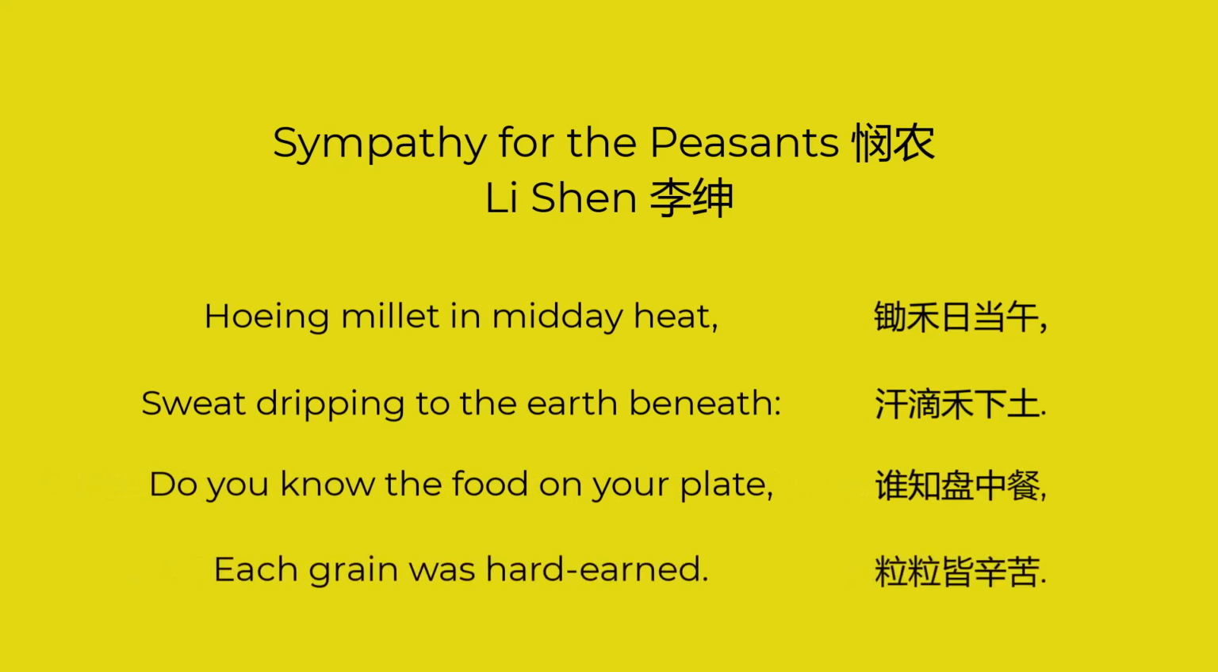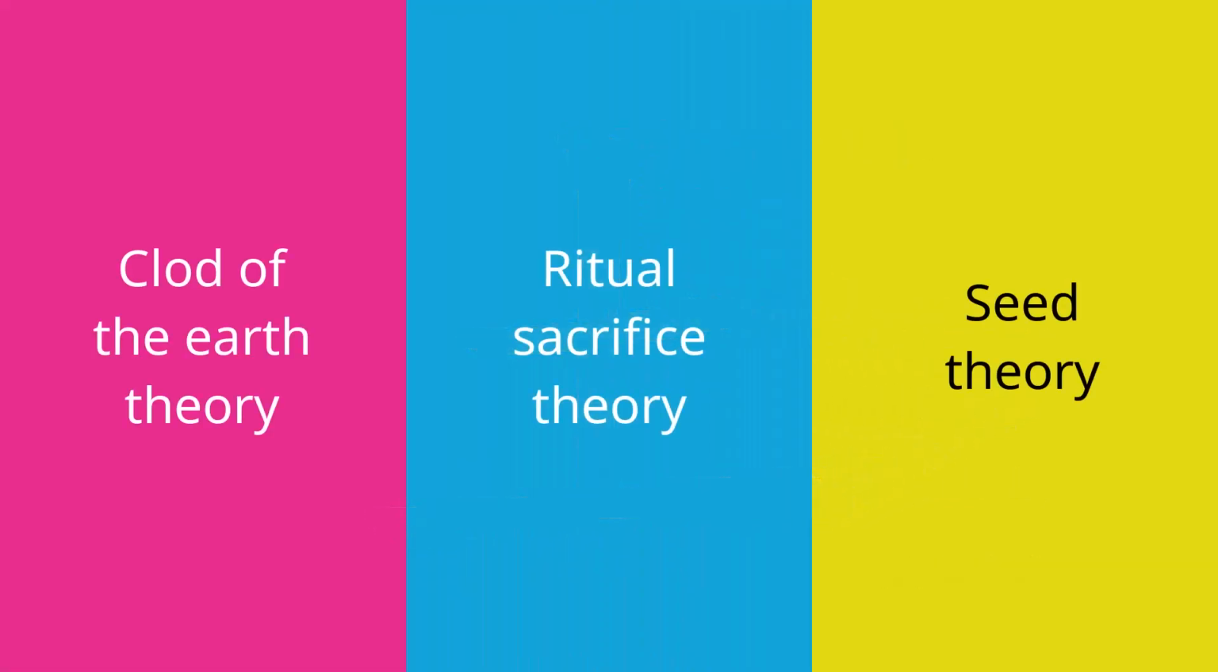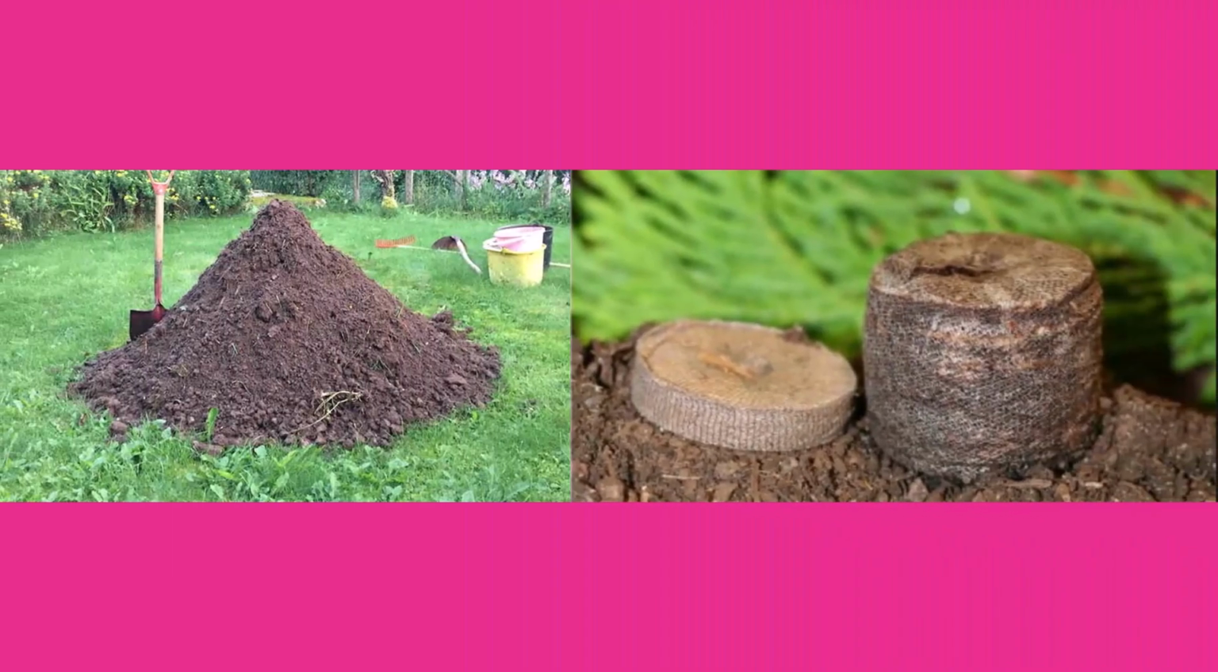Each grain was hard-earned. The word Li uses for earth, or soil, is this. There are three different theories for how soil has come to be represented by this character. Some say it started out as a depiction of soil.